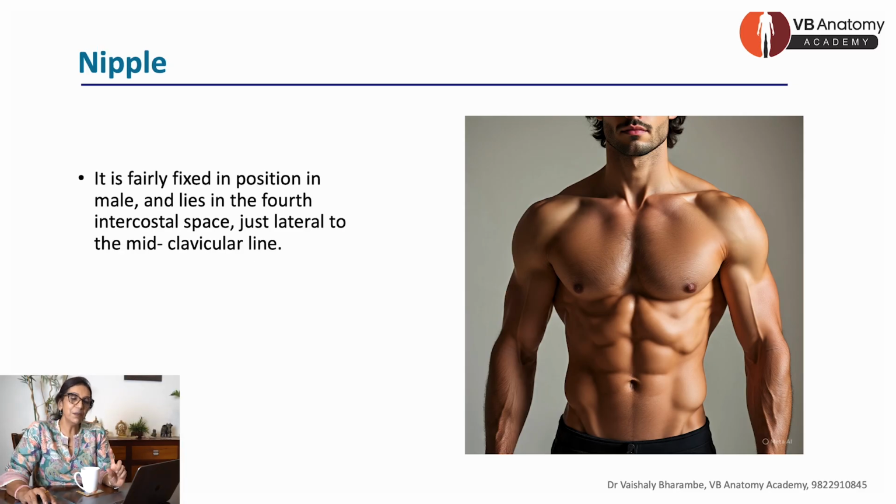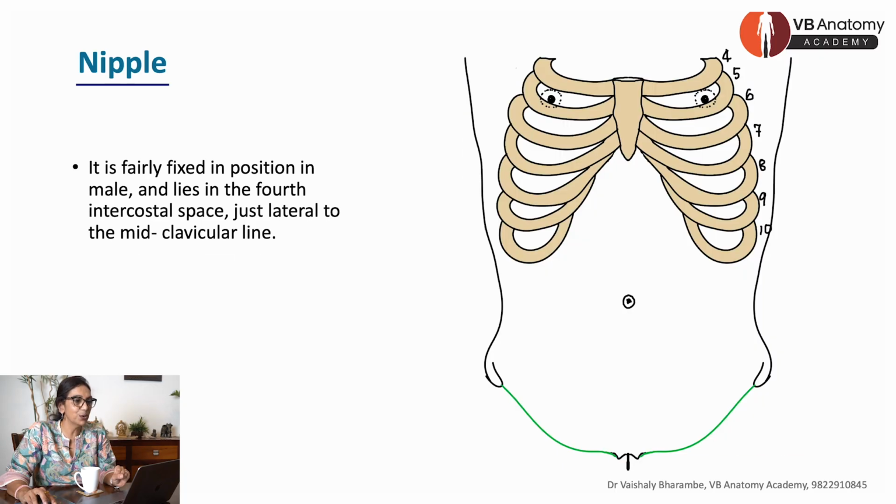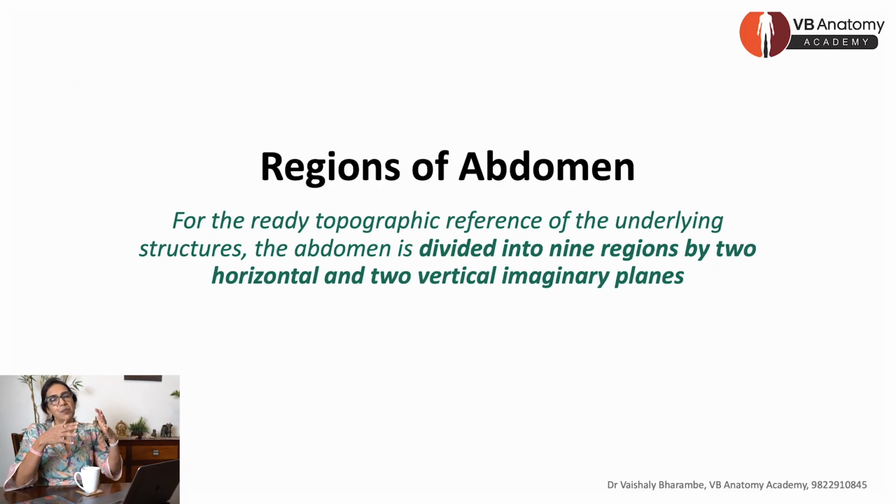Nipple. In the case of the male, the nipple is definitely quite a reliable landmark, lying in the fourth intercostal space in the mid-clavicular line. See, take a look here. Fairly fixed in position, right? So, broadly speaking, we've covered the landmarks.